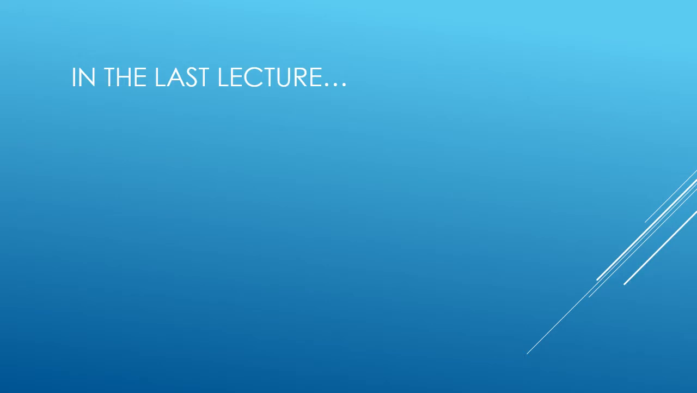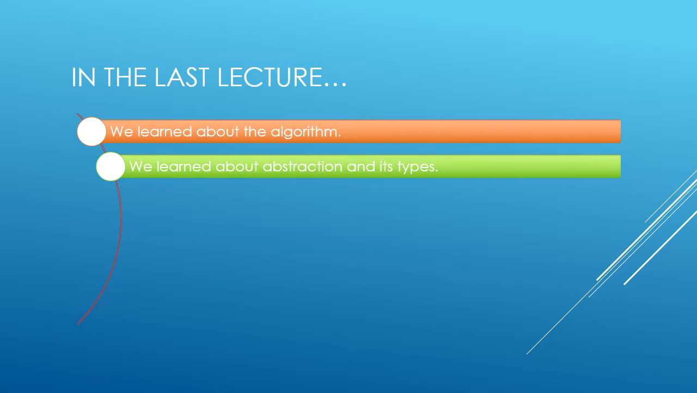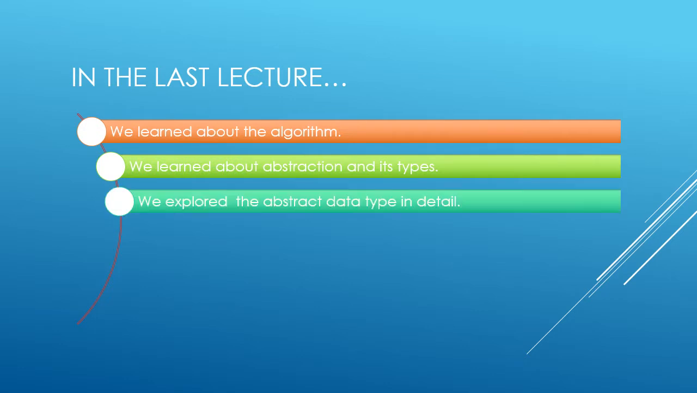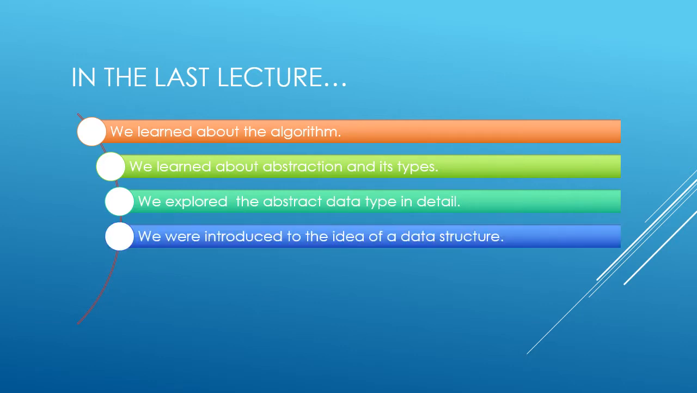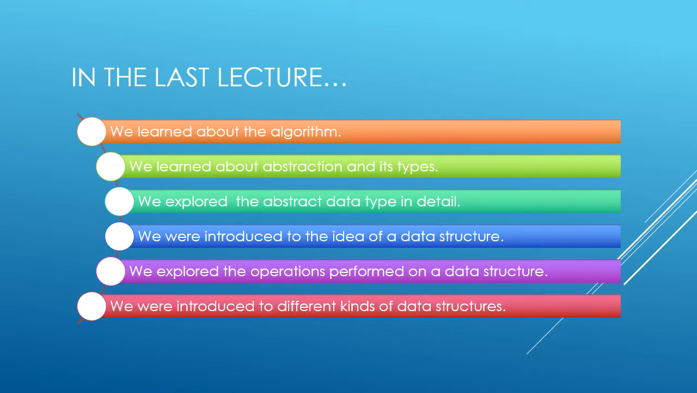In the last lecture, we learned about the algorithm, we learned about abstraction and its types, we explored the abstract data type in detail, we were introduced to the idea of a data structure, we explored the operations performed on a data structure, and we were introduced to different kinds of data structures.